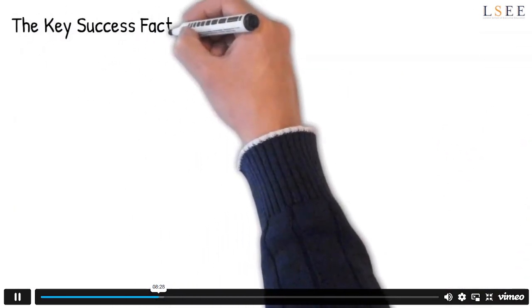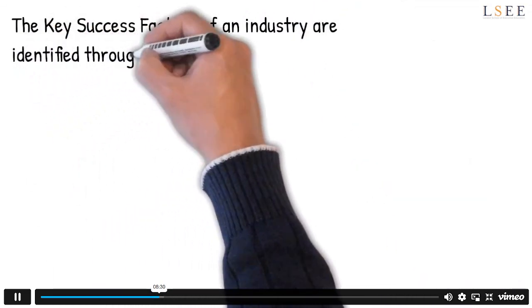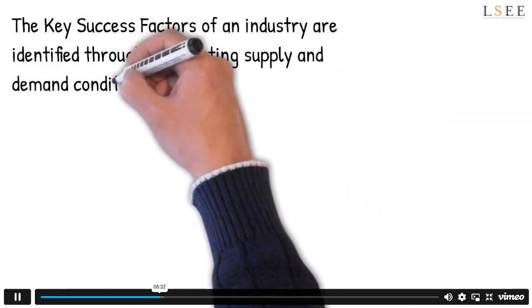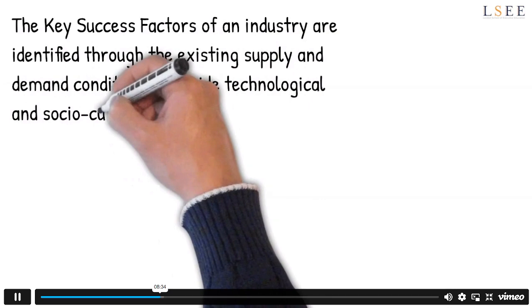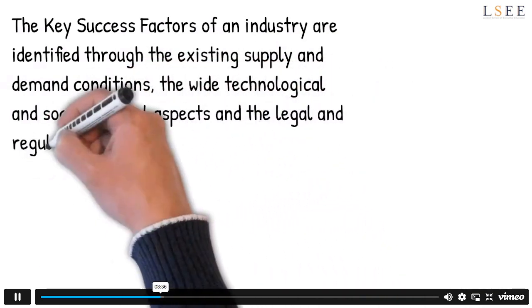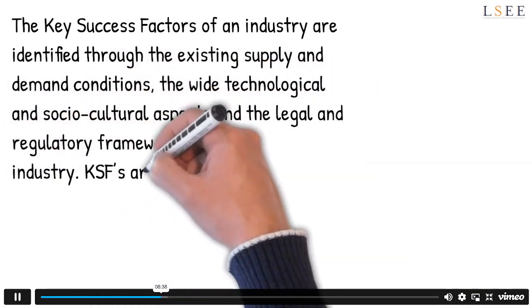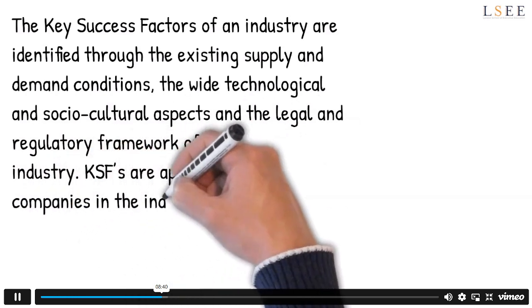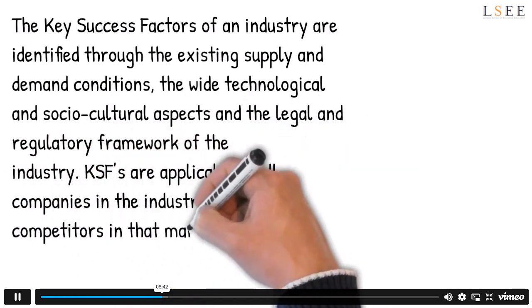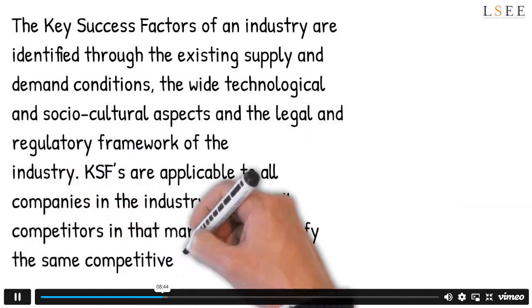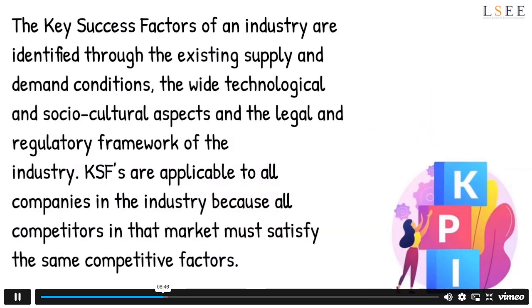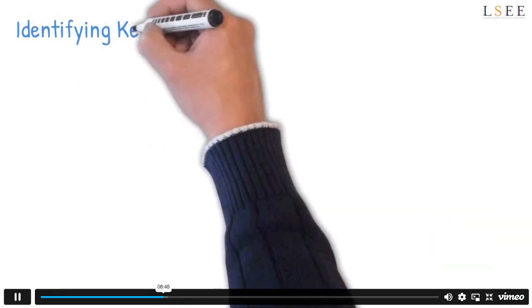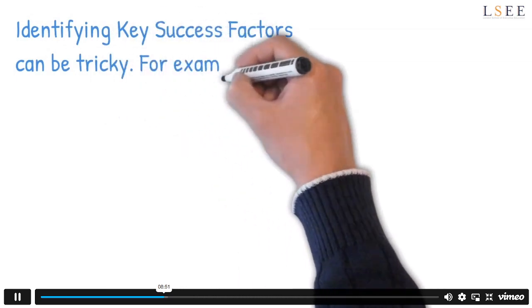The key success factors of an industry are identified through the existing supply and demand conditions, the wide technological and socio-cultural aspects and the legal and regulatory framework of the industry. KSFs are applicable to all companies in the industry because all competitors in that market must satisfy the same competitive factors. Identifying key success factors can be tricky.